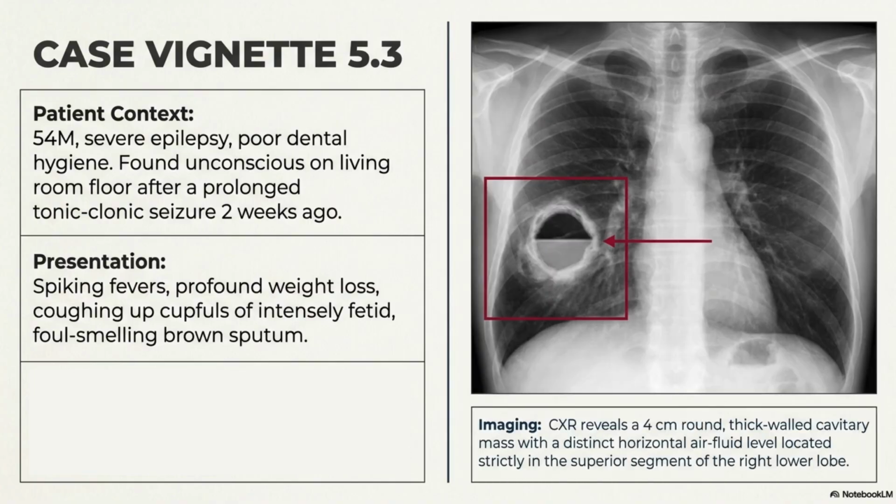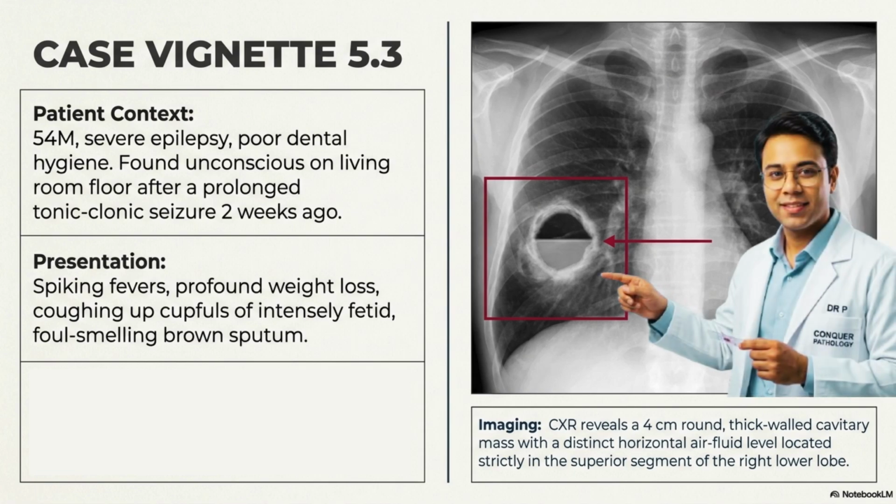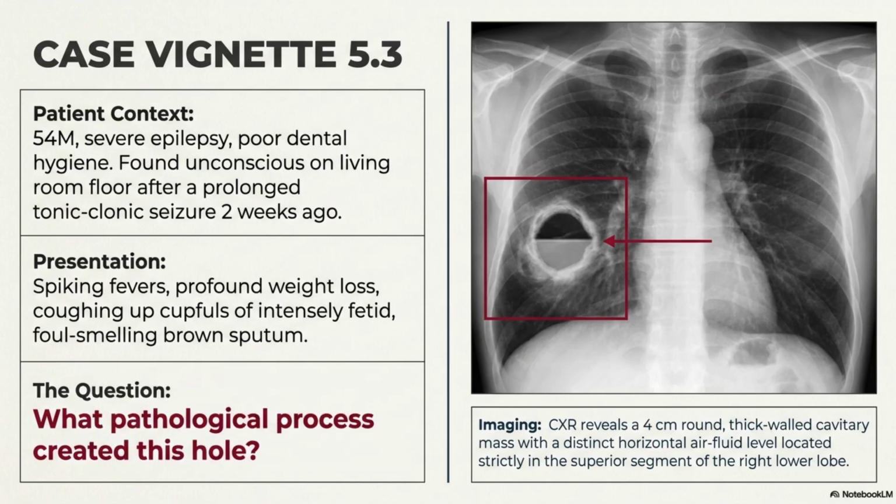Looking at his imaging, the chest X-ray reveals a 4 cm round, thick-walled cavitary mass with a distinct horizontal air fluid level, and it is located strictly in the superior segment of the right lower lobe. The clinical question is, what pathological process created this hole?